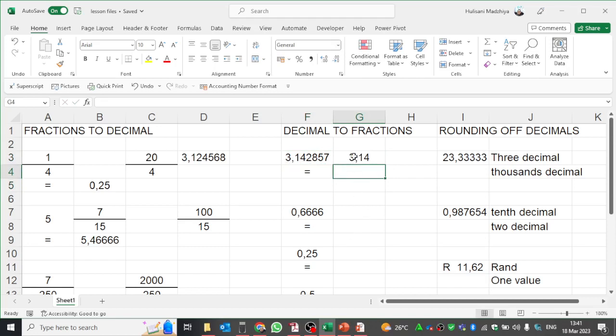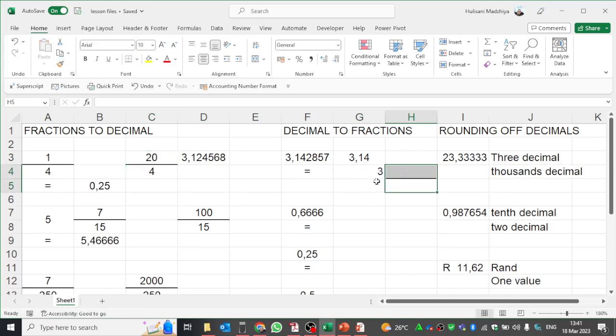We know that 3 is a whole number, so we're still going to have our 3 this side. Then let's take a look at the numbers behind the decimal. How many numbers do we have? We've got 2 numbers, 1, 2. So our decimals are in hundredths. Therefore we're going to have 100 as a denominator, and the top part will be 14.